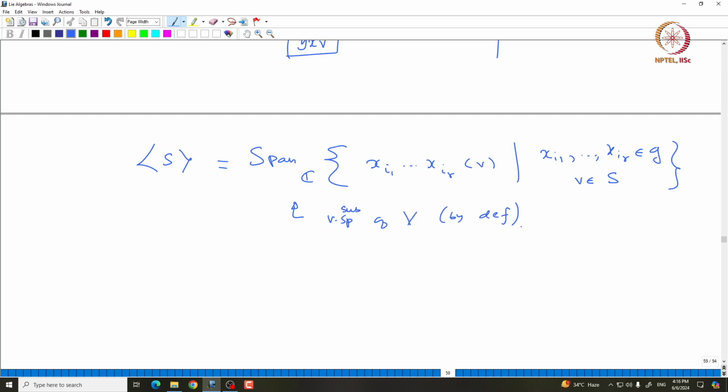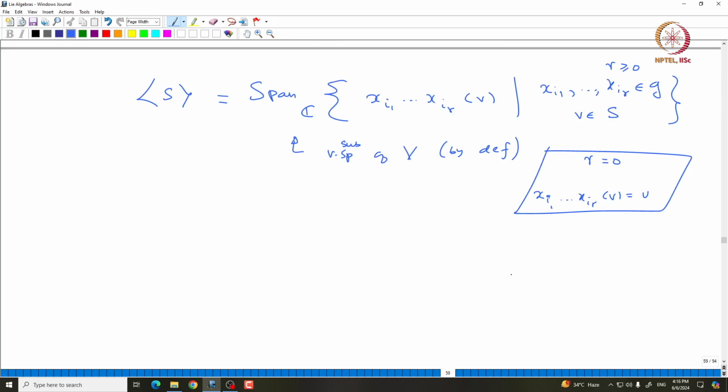Now we claim that this is indeed the smallest module containing S. First of all, S is there, because this r we can actually take to be greater than or equal to 0. When r is 0, we just treat xi1 etc. xir applied on v to be just v. This is like an empty thing applied on v, which gives back v. So, this is the notation.